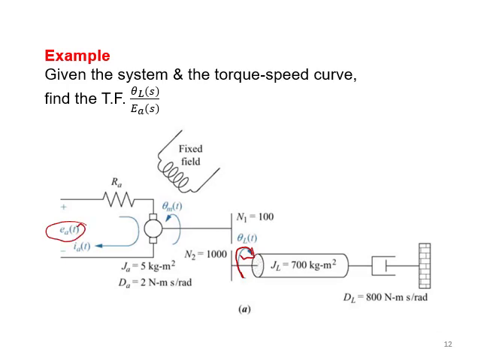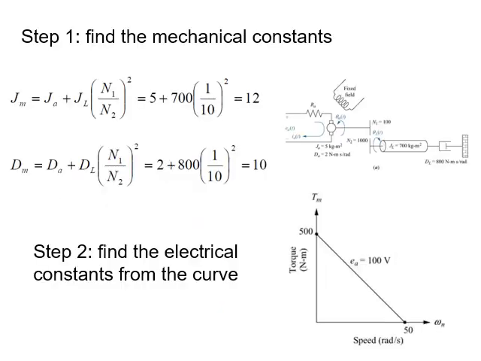Remember that the equation we developed earlier calculates the transfer function as theta m over Ea. Here we want theta L over Ea. I think it's not a problem because we can create a relation between theta m and Ea. Let us consider the system in the next slide and see how to proceed with it. In the system, the first thing I will evaluate is the mechanical constants.